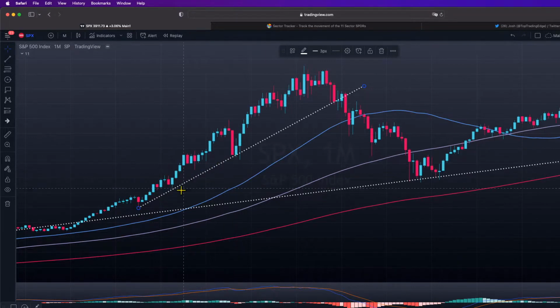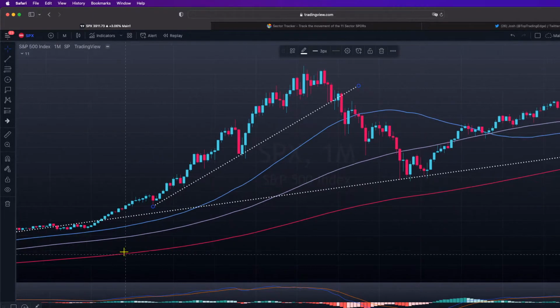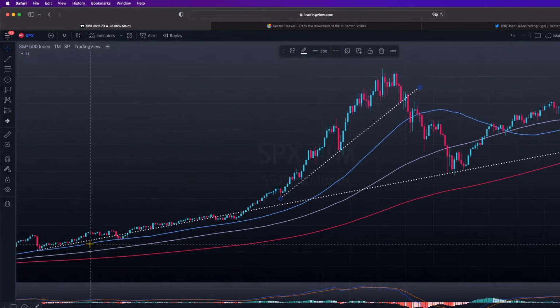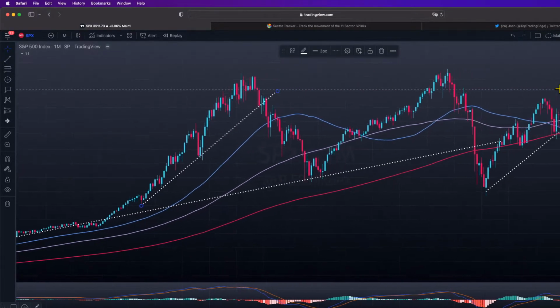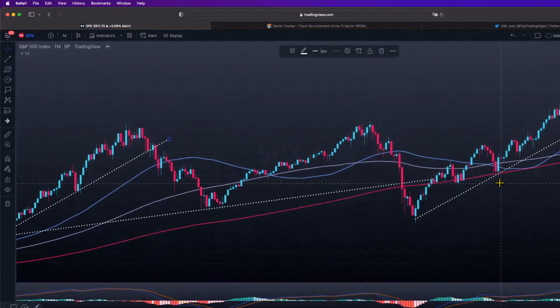I'm just trying to show you these short-term trend lines. We broke this trend line, and then we also tested this trend line. Remember, these are the longest trend lines I'm showing you, and we tested and we again bounced. And now we're going to go back to 2009.